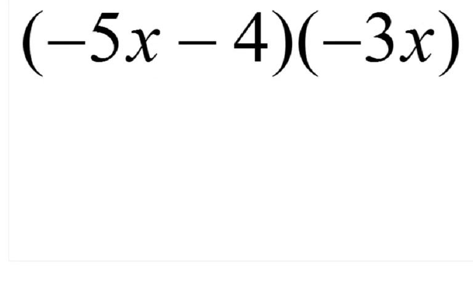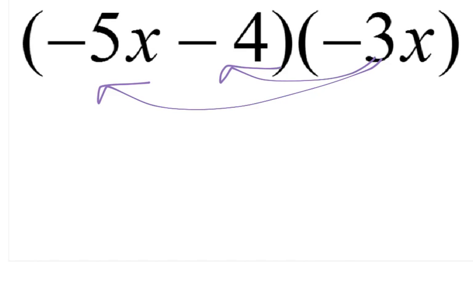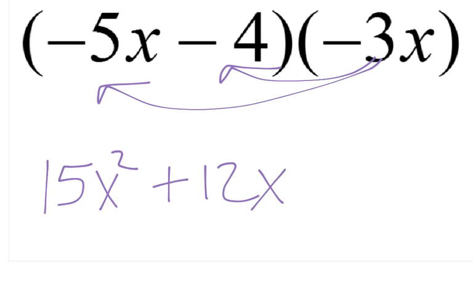Okay, so now there's nothing between them at all, which means you're multiplying. You're actually going to distribute. This problem is written backwards from what you're used to, but you still do the same thing. Your negative 3x gets distributed to everything in the other set. So negative 5x times negative 3x is a positive 15x squared. Negative 4 times a negative 3x is a positive, so plus 12x, and that is your answer.